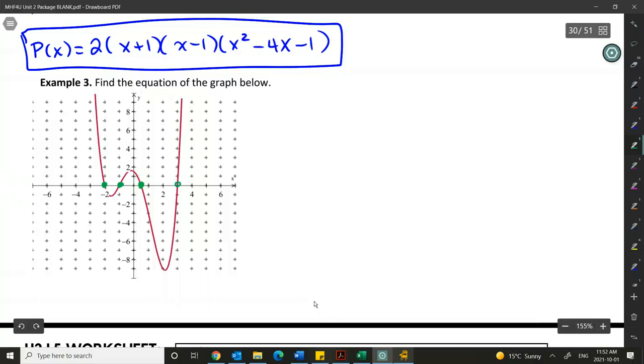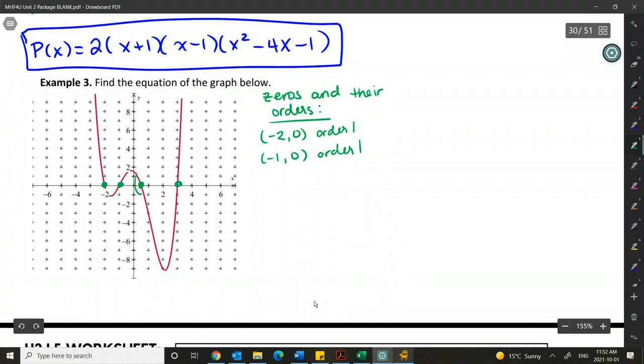So I have 4 x-intercepts. It would be helpful if I write the zeros and their orders. So this is a good little review from Unit 1. I've got a 0 at -2. It goes straight through, so it must be order 1. I've got a 0 at -1. It also goes straight through, must be order 1. Then I have a 0 at positive a half. That is also order 1. And I have a 0 at 3, which is order 1.